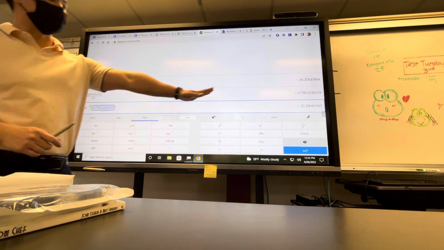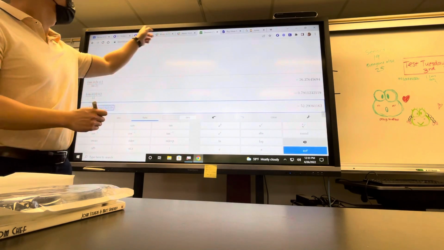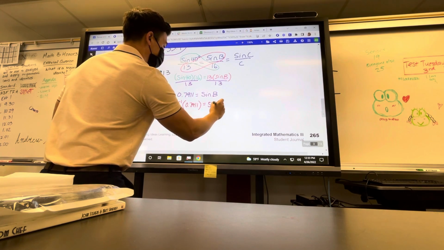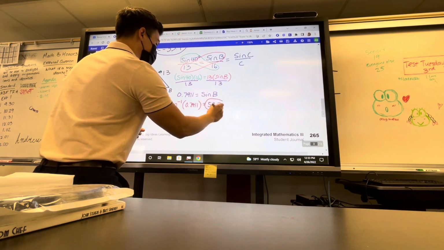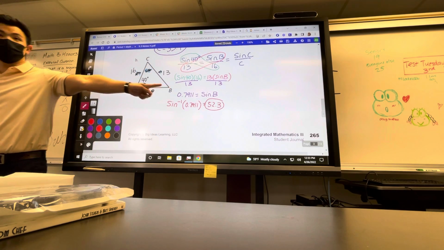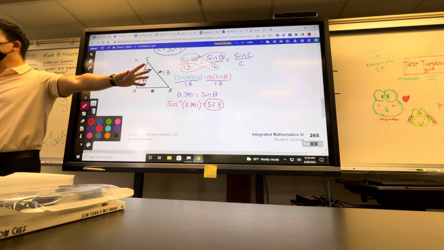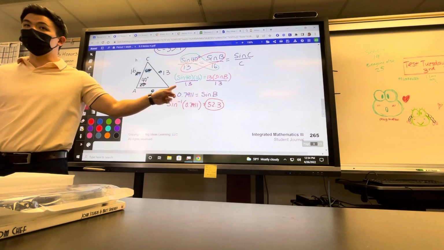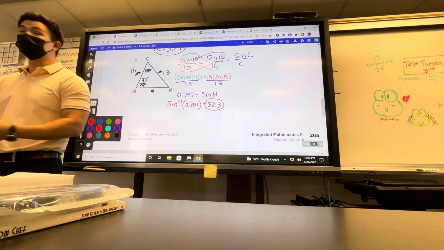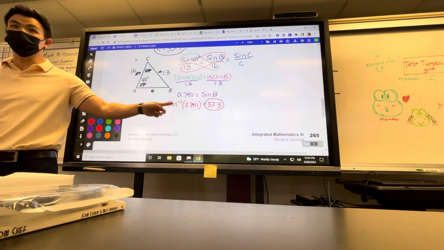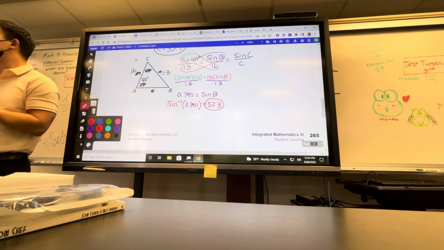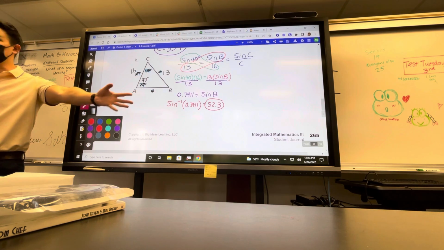So this gives us 52.3, yes? Okay. So initially, when we cross multiplied and put this in our calculator, we got sine of b is equal to this, but that didn't give us the actual angle measure of b. So to get rid of sine, we did the inverse sine on both sides. Once that happens, it cancels out the sines, and we're left with b equals 52.3.